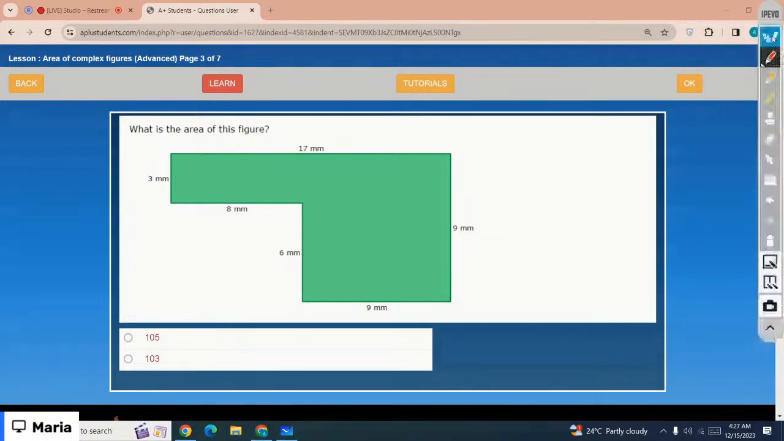Let me just do again, right? Just make a line and divide it into two figures, right? This one has the measurement 9, 9. So you need to do 9 times 9, that is a square. That one has 81, right? Here you have 8 times 3, right? The 8 and the 3. So 8 times 3 makes 24.